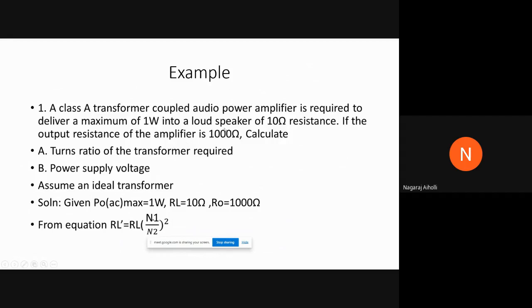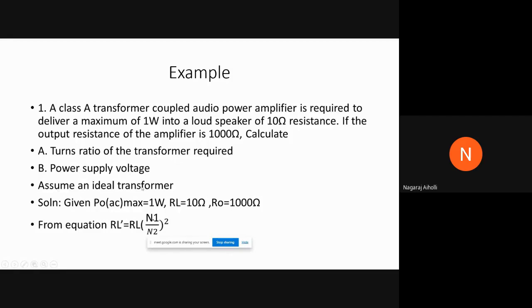Then into a loudspeaker of 10 ohm resistance. That means RL is given. Loudspeaker is nothing but load resistance, RL equal to 10 ohm. If the output resistance of the amplifier is 1000 ohm, that is R naught is given, R naught equal to 1000 ohm. We have to calculate the turns ratio of the transformer, that is N1 by N2 ratio, and also the power supply voltage, that is VCC.